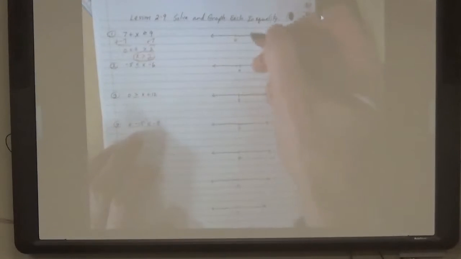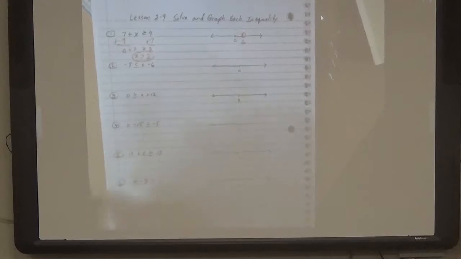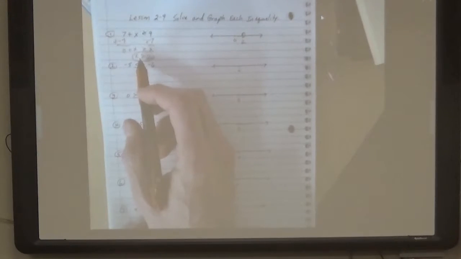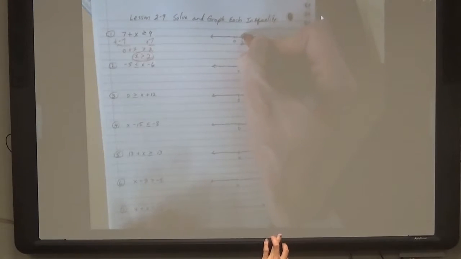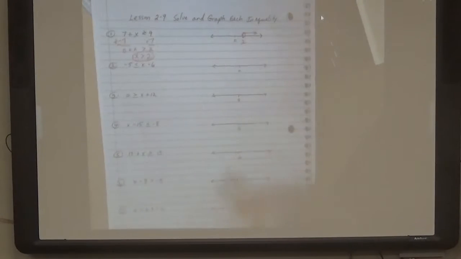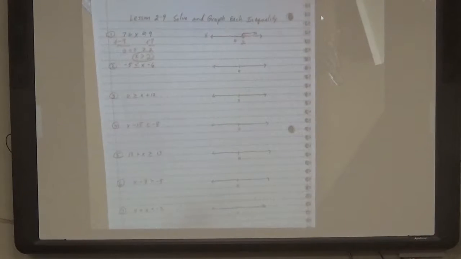And graph it. Mark 2 on the graph. What type of dot should we use? Abby? An open dot. So draw an open dot on the number 2. Then go back to the solution. It says x is greater than 2. So from here, draw a line to the right. That shows the value of x. And then we have to label our graph. This is a graph of x.